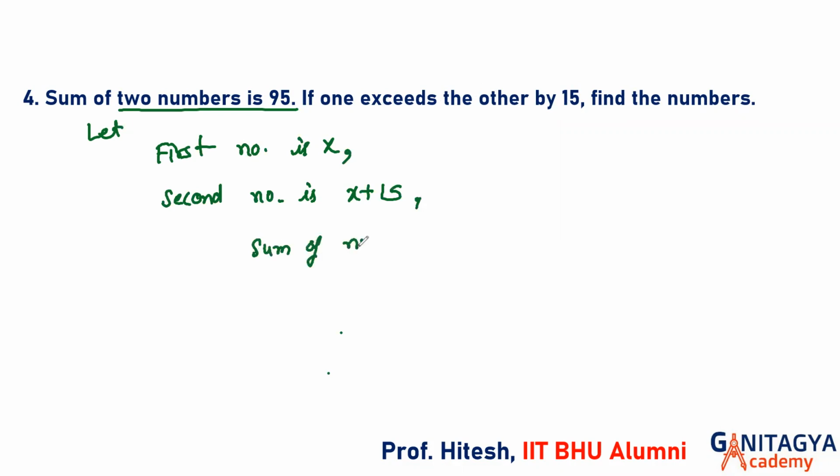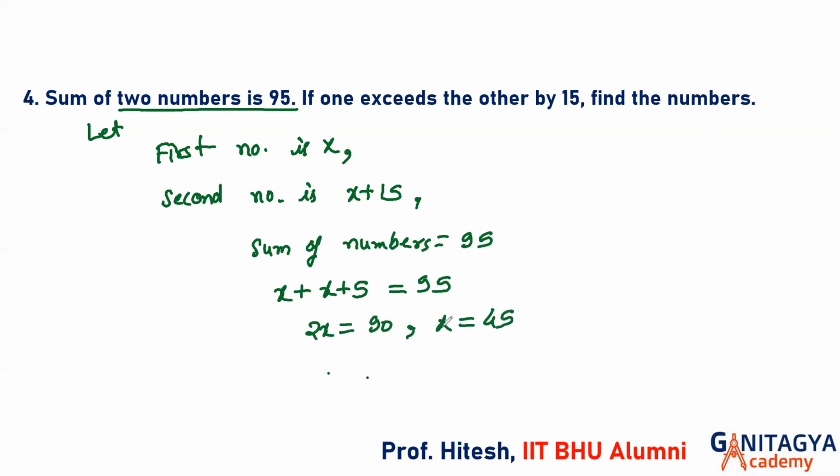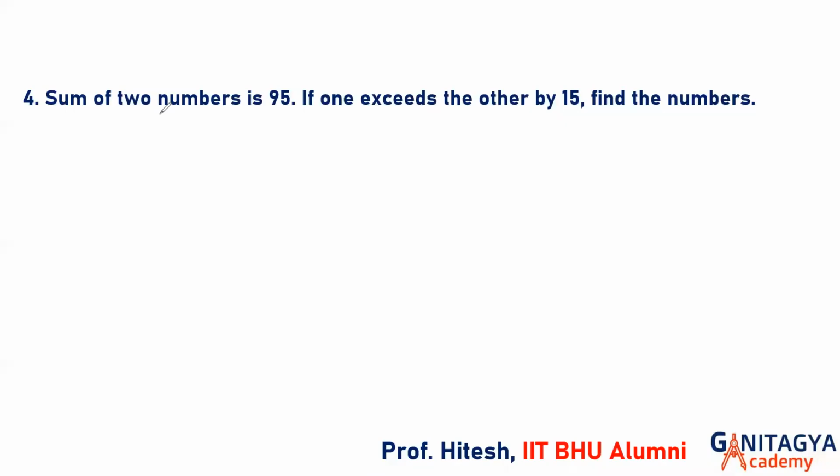Hence we can say x plus x plus 15 is equal to 95. So I can write 2x is equal to 80, so x will be 40. So x is equal to 40, and the other number is x plus 15, that is 55. So these are the two numbers. Please write it down. Let me know when done. Let me move to the next question.